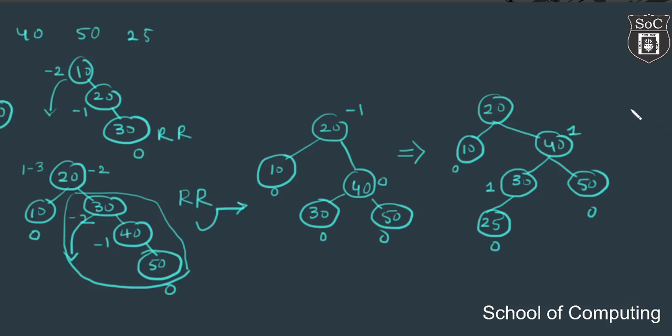Let me calculate height at 20. Left minus right. Left side we have only 1 edge. So it is 1 minus. Now right side, how many leaf nodes we have on the right side of 20? 25 is one leaf node. 50 is another leaf node. So what I need to do? Max of.